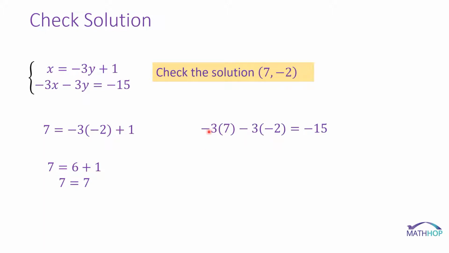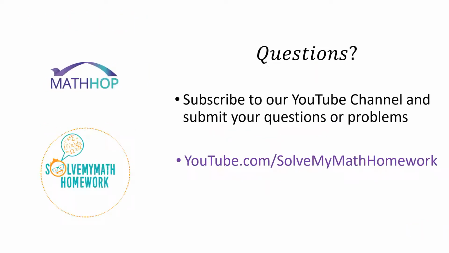Let's check the second equation. Negative 3x, so negative 3 times 7, minus 3y, so minus 3 times negative 2, equals negative 15. Be careful here. This is a negative 21. This is a positive 6. You could say negative 21 minus negative 6, but it's really just a positive 6. Negative 21 plus 6 is negative 15, and we are done. The solution checks. Hey, that's substitution in a nutshell.